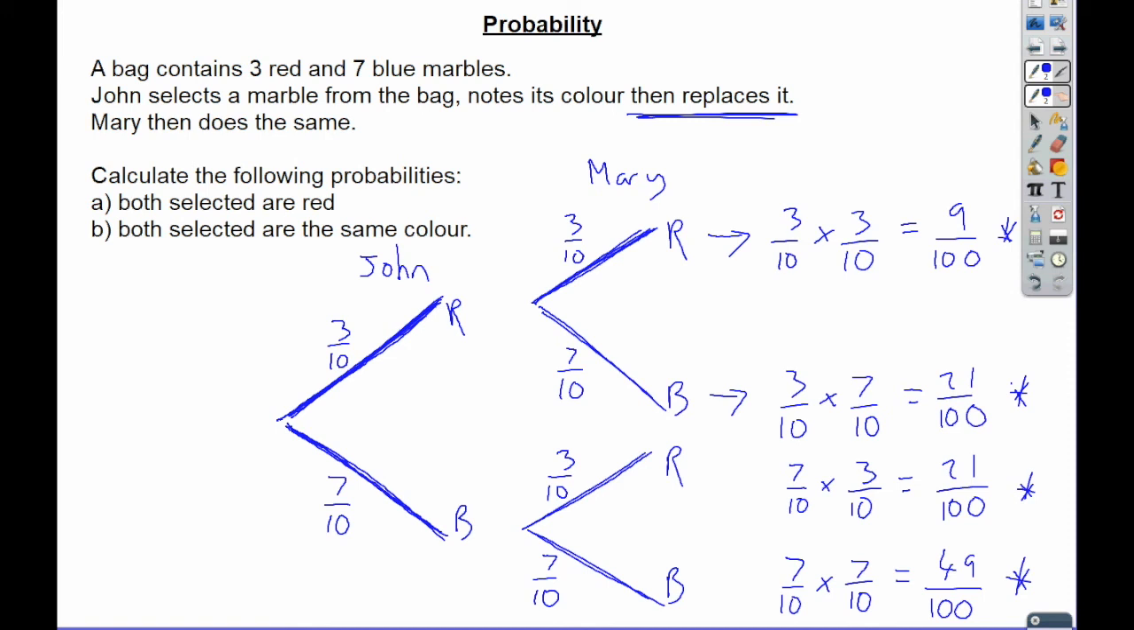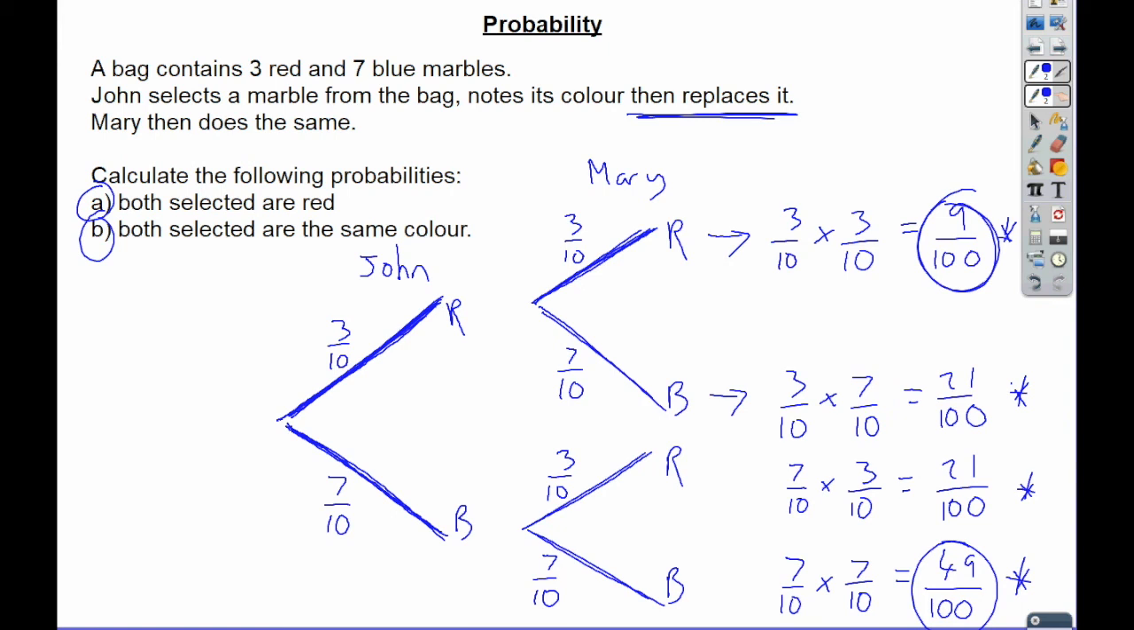Okay, now let's answer these questions. Part A, probability both selected are red. Well, that's this first answer here, 9/100. So that's done. Part B, both selected are the same colour. Well, either you've got both are red or you've got both are blue. Can you remember what to do when you've got an or situation? Probability of this or this. Very good. You add them together. Probability of A or B, you add them together. So you can see why those rules at the beginning I showed you are really important. So your answer to that one would be 58/100. And you can simplify it if you wish.